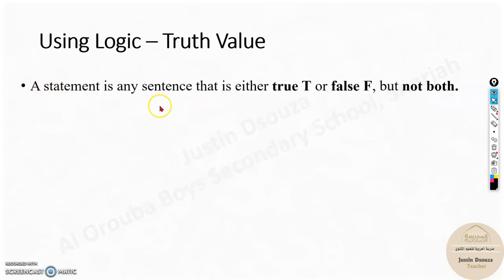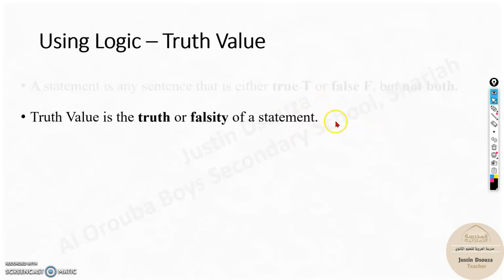And these are a few of the statements. A statement is any sentence that is either true or false, but not both. If I'm saying something, it can be either true or false. It can't be both true and false. Say, for example, Ali is going to the shop. Either Ali is going to the shop, that means it's true. If he's not going, it's false. It can't be true and false at the same time.